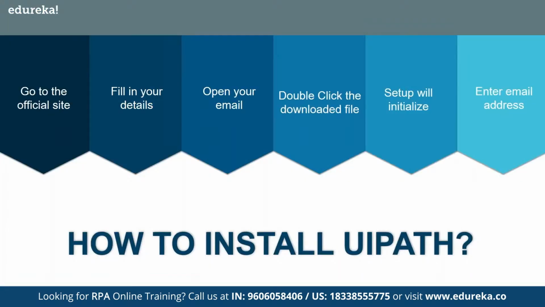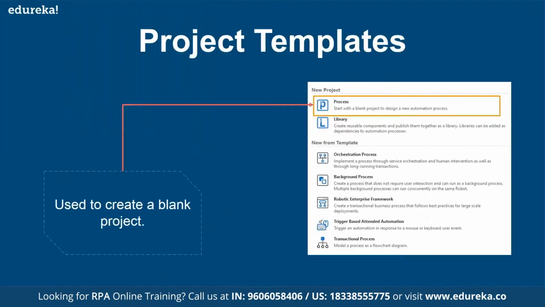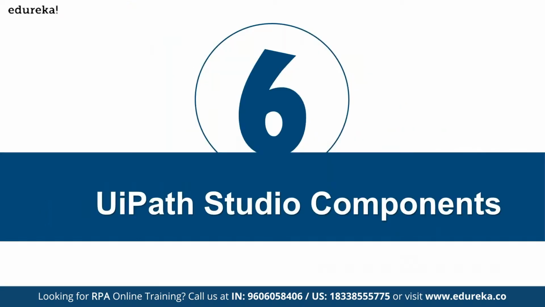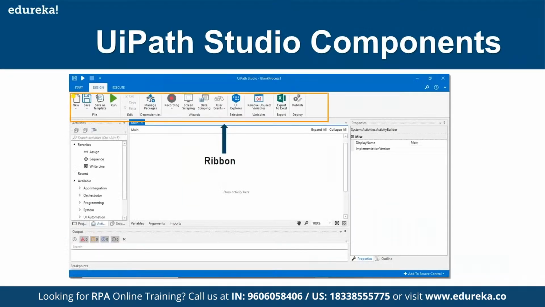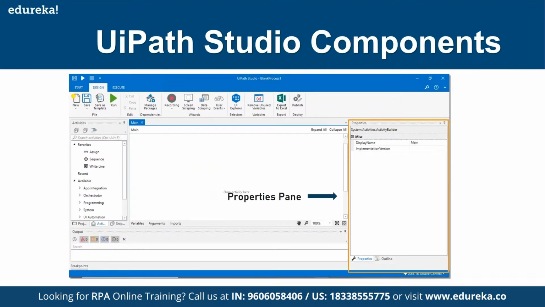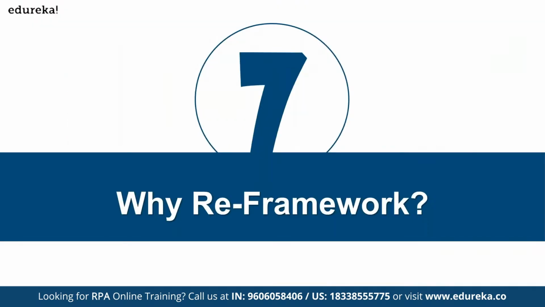So these are some of the prerequisites. Okay, so these things we have covered: process library, right? And UiPath Studio components. So that is the ribbon, and this is the activity pane, set of activities, output panel, properties, right? So why RE framework?